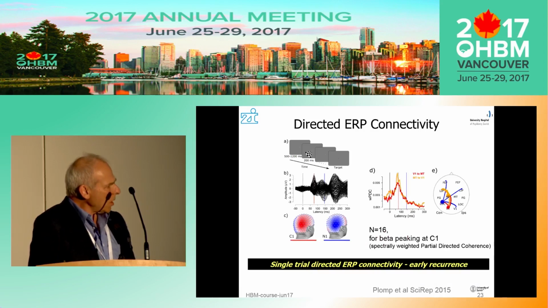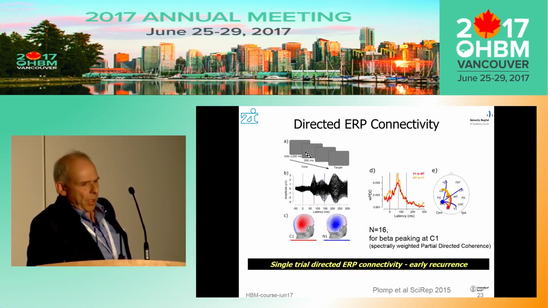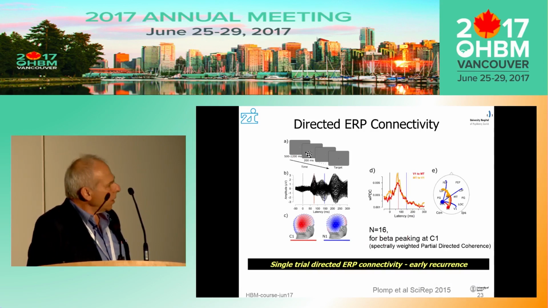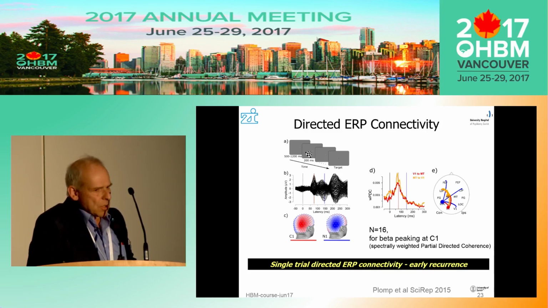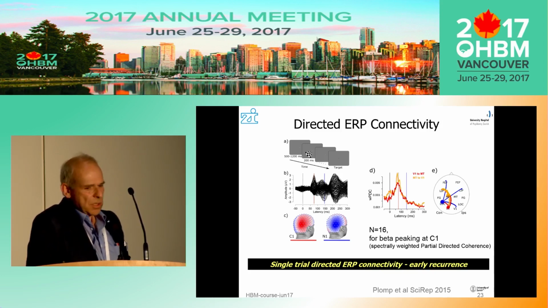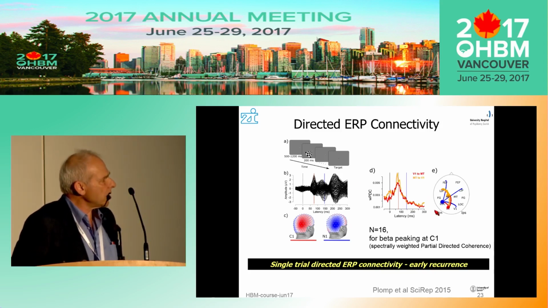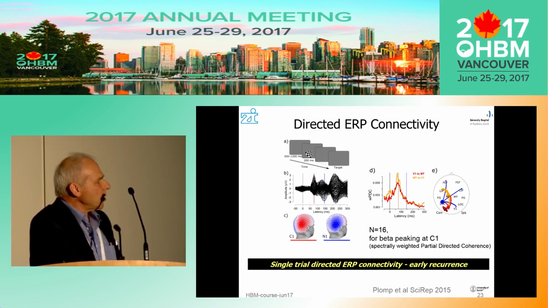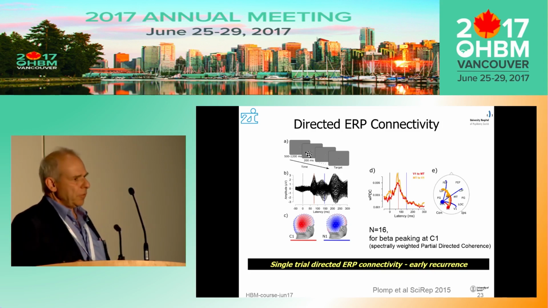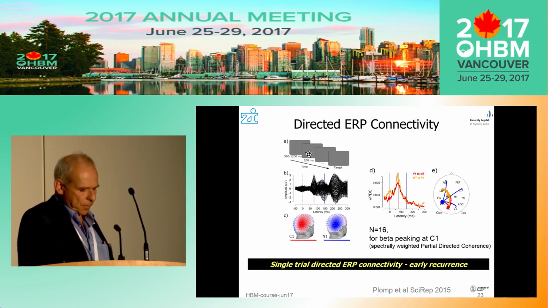And this is another example from Christoph's group, essentially also looking at directed ERP connectivity based on single trial analysis in source space, and here you find the essential figure, showing that you do get changes in connectivity patterns suggesting early recurrence, so that you not only have progression of information, but you also have very early feedback from higher order regions.